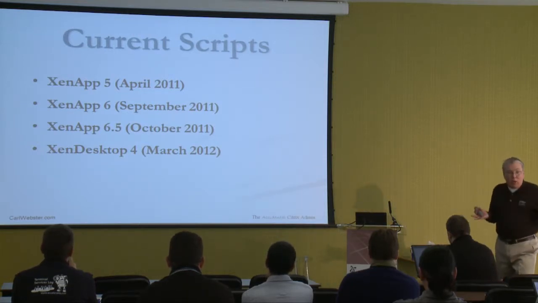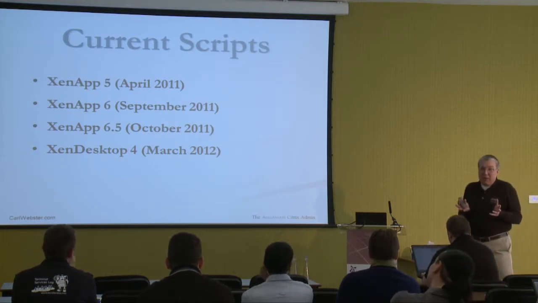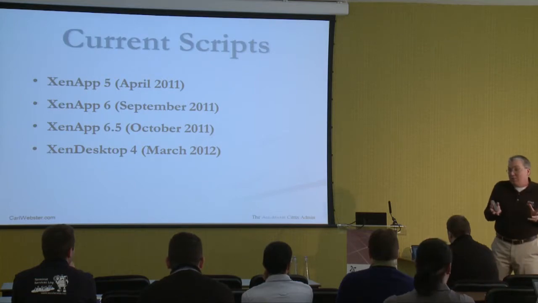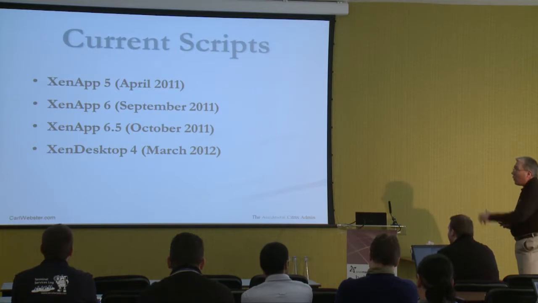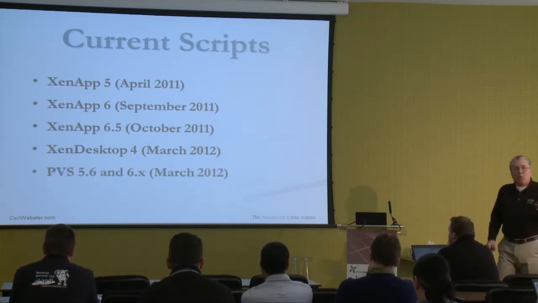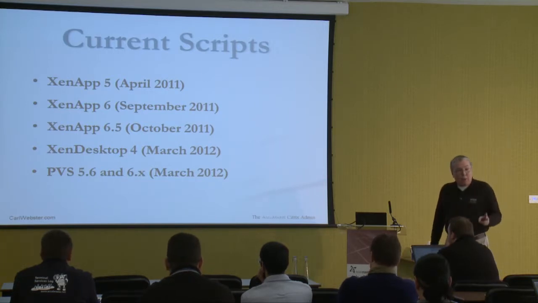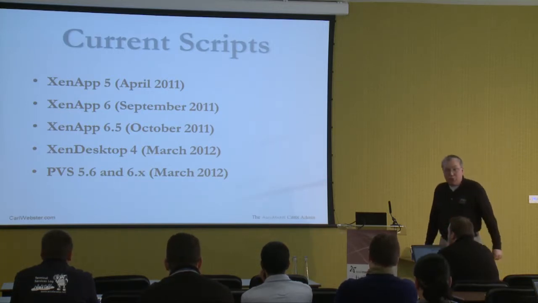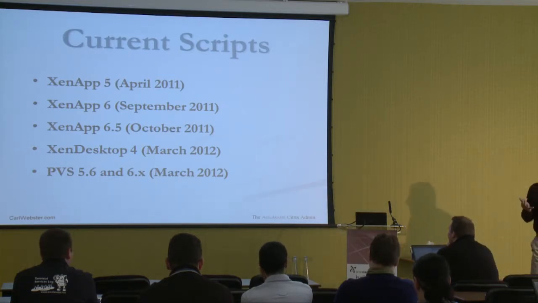So that script only took a week, because in Zen Desktop 4 there were only like 10 cmdlets that had Get in them. So it was pretty simple. Zen Desktop 4 was pretty simple. After a week, they came back and said, hey, by the way, we've got a PVS 5.6 farm and a PVS 6.0 farm and a PVS 6.1 farm. Can you document those for us before you leave? I was like, sweet, paid to write more scripts. And I actually found out that all of those could be done in one script. I didn't have to write three scripts.